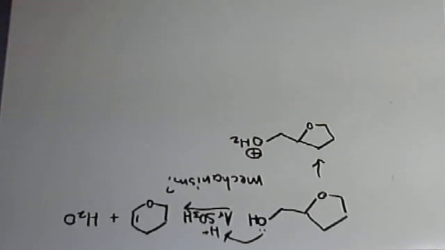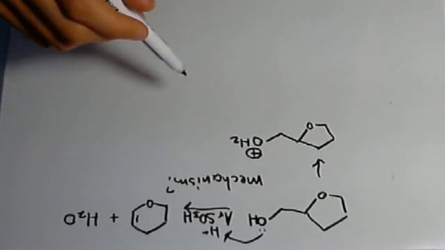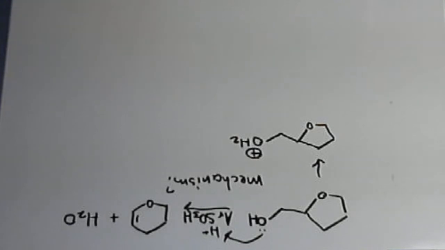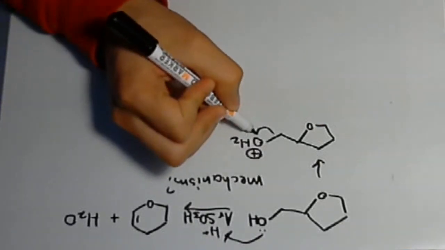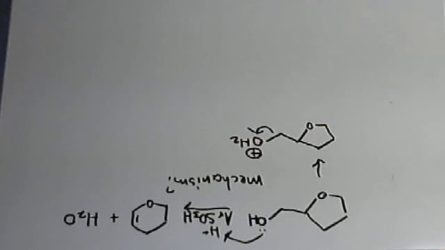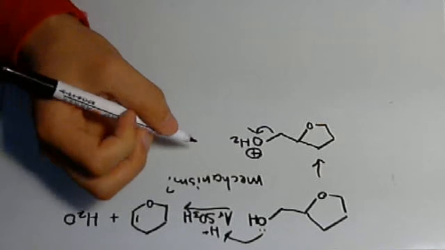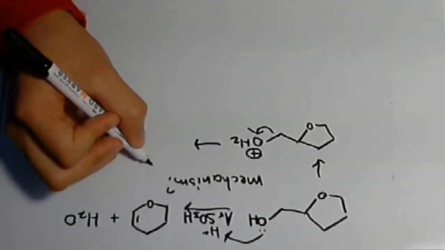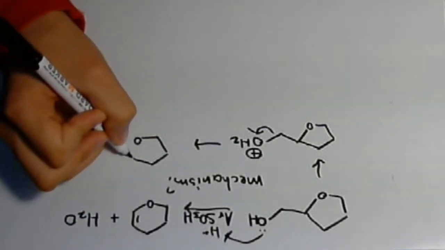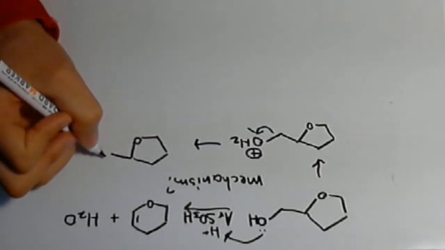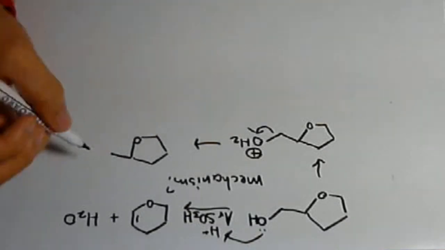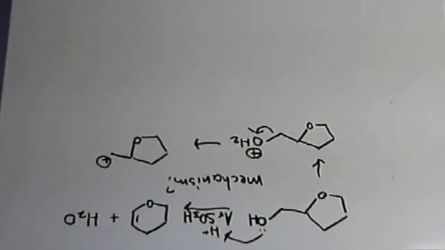Now that we have this, what do we know about water? Well, water, good leaving group or bad leaving group? Water is a really good leaving group, right? So it's probably going to leave. But that's going to leave us with a primary carbocation. So let's draw that out. So water leaves, we only have this extra carbon here.